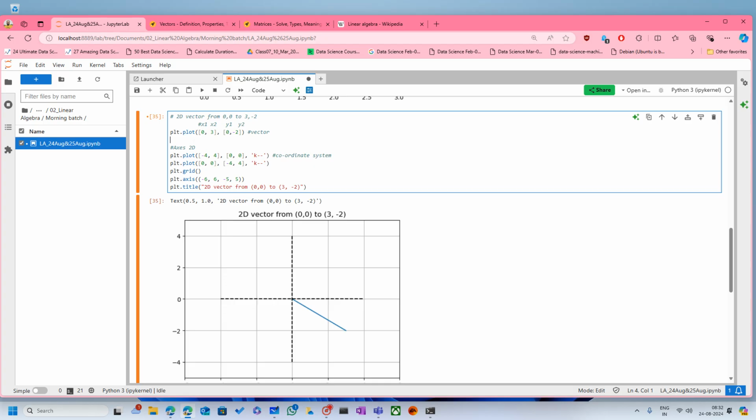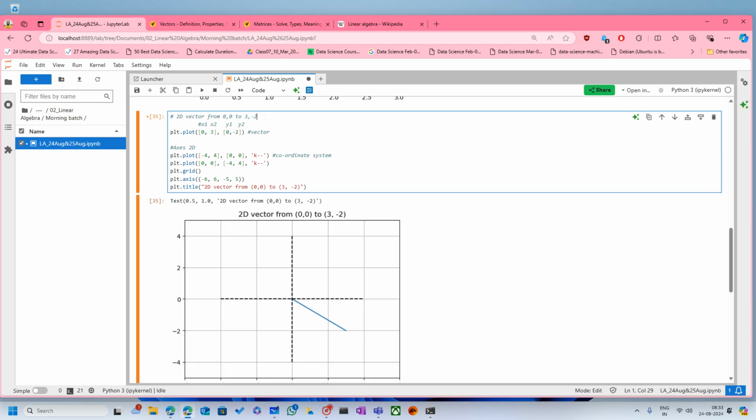So you can plot it. When we plot the vector for 2 points, we have to give it as the array of x comma array of y. Let us say the points are from origin to 3 comma minus 2. What is stated there in the commented line says we are plotting a 2D vector from origin to the point 3 comma minus 2 in the fourth quadrant. Correct.